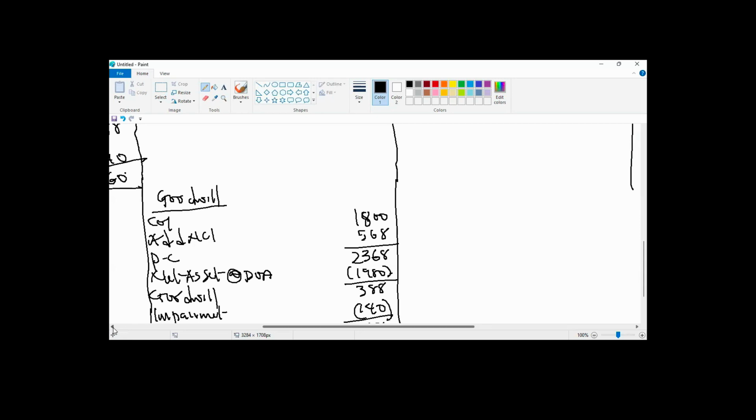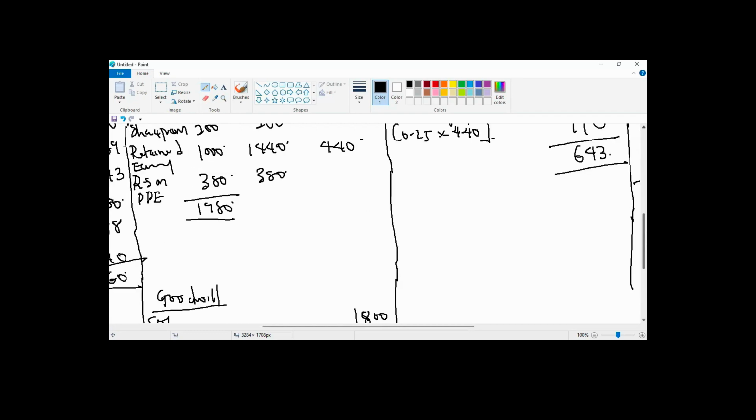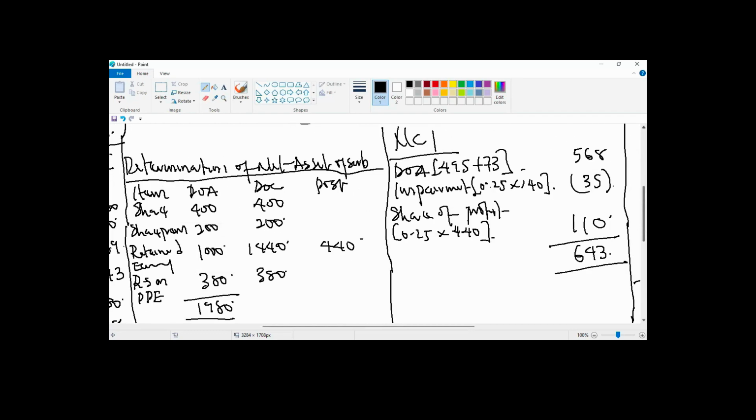So now if you want to calculate for NCI, it will be the fair value of goodwill, which is 73, plus NCI share of net assets. Then we remove impairment and add share of profits.